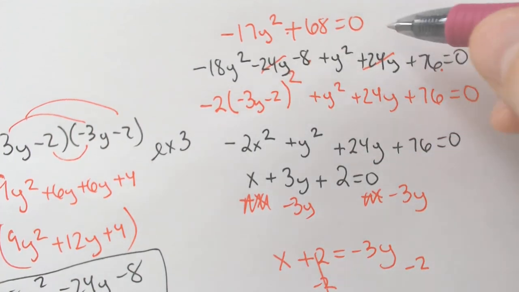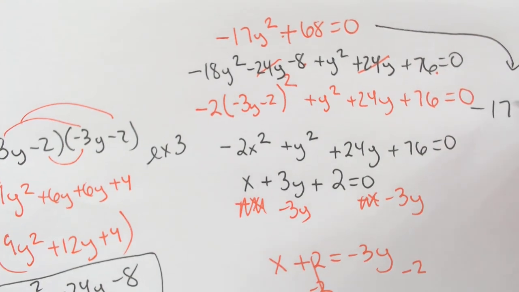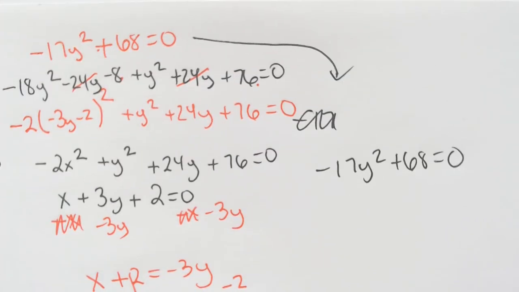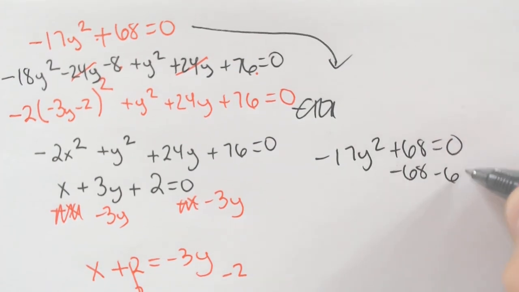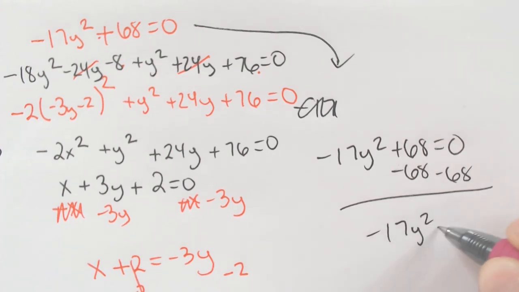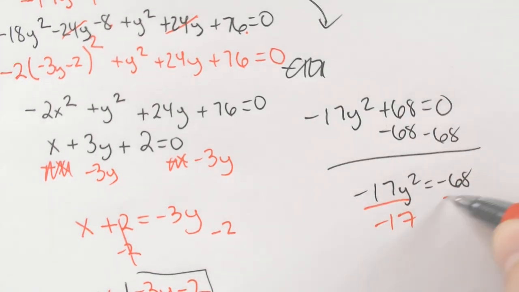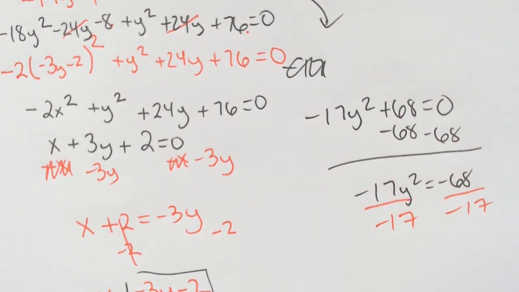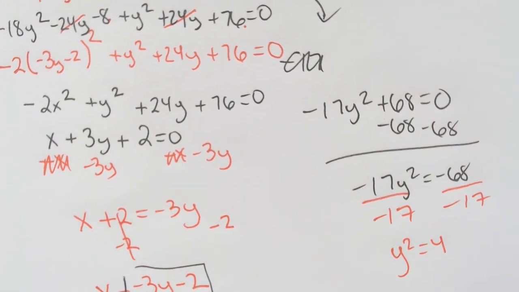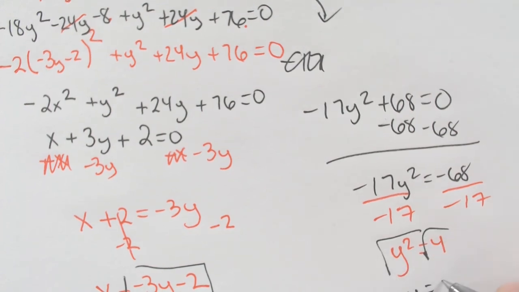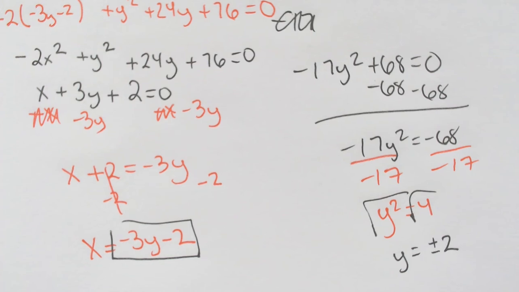And from here, you might have to factor, but in this case, because it's just y squared and a number, it's a lot easier to take this equation, negative 17y squared plus 68 equals 0. Subtract 68. Negative 17y squared equals negative 68. Divide by negative 17. Negative divided by a negative makes a positive, so 68 divided by 17 is 4. Positive 4. And the square root of 4 is 2. So that means that when we square root, we get y equals plus or minus 2.